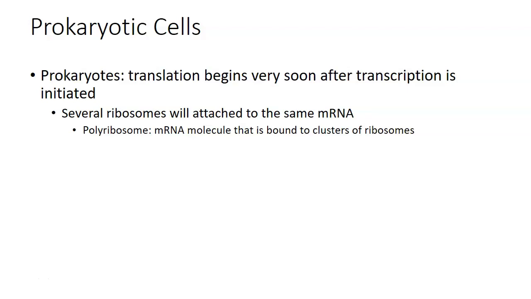Okay, so some other differences. I want to remind you that in prokaryotes, there is no nucleus. So transcription and translation are really simultaneous. In fact, we could have several ribosomes attached all at the same time to the same mRNA molecule, all reading it. That's called a polyribosome. These are pretty neat to see. There's a lot of YouTube videos that you can take a look at where you see them.